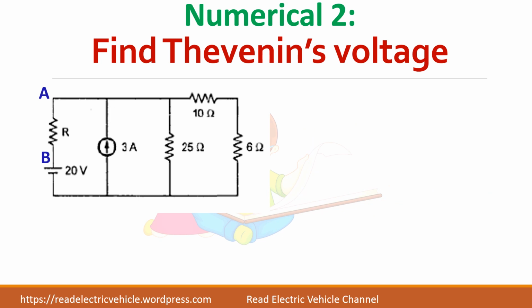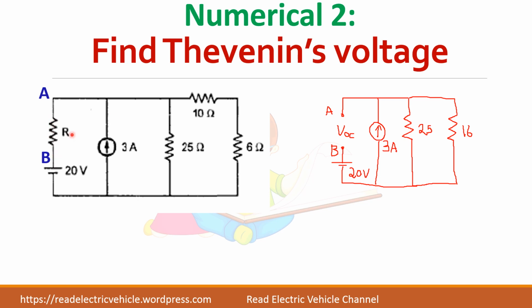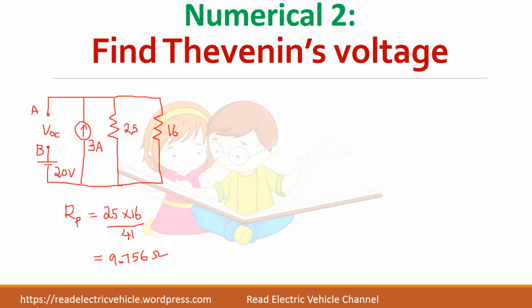Now let us find the Thevenin voltage across these terminals A and B. So we should open circuit the terminals and find it. Now these two resistances, 25 ohms and 16 ohms, that is this 10 and 6 ohms in series, I have added, so it becomes 16 ohms, and now these two are in parallel. So find the parallel resistance. Now we have found the equivalent resistance.